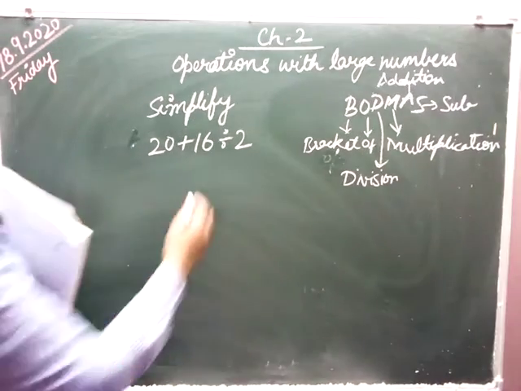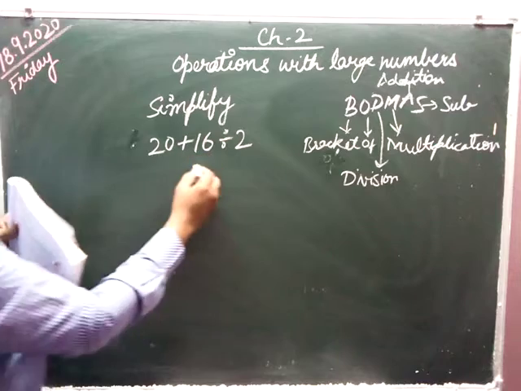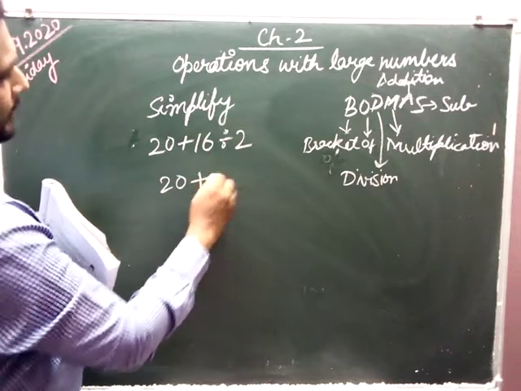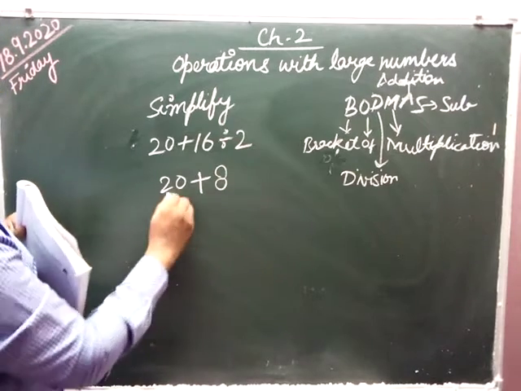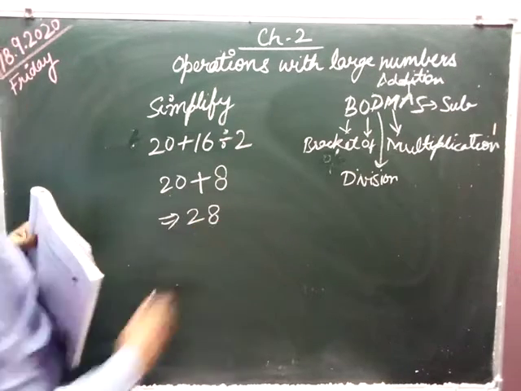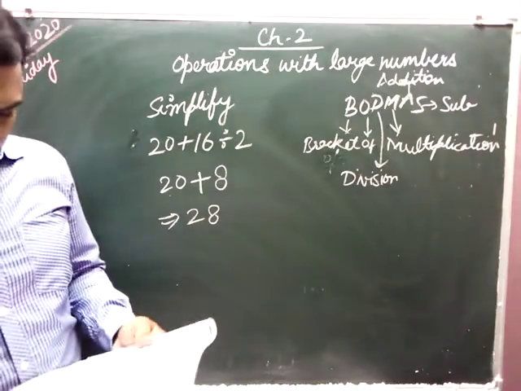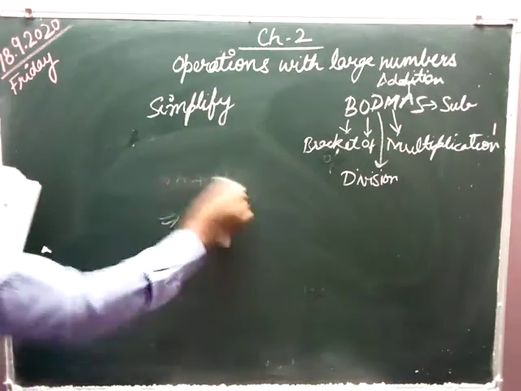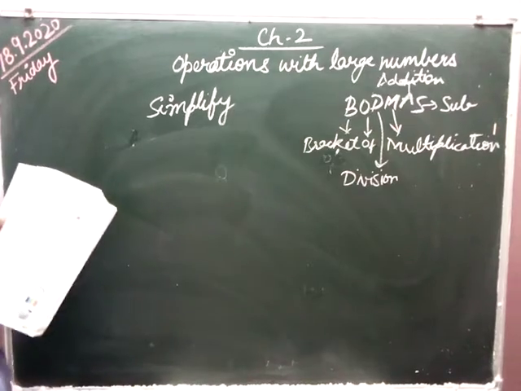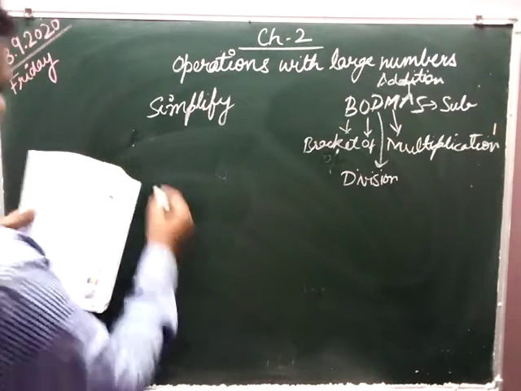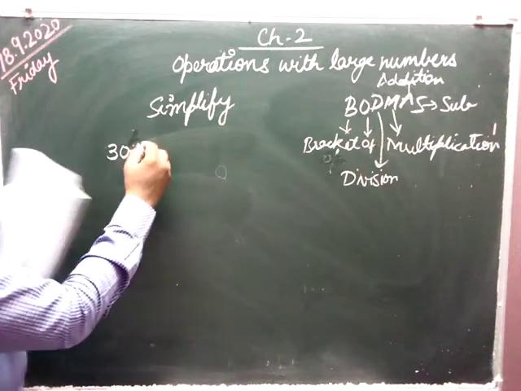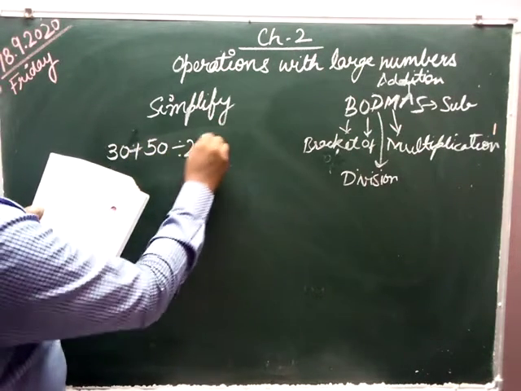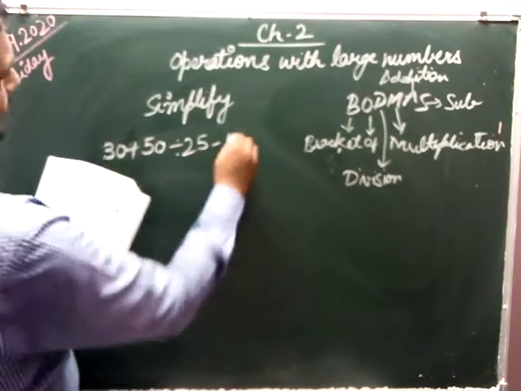First we have to what? Divide 16 divided by 2. We got 8. 20 plus 8, we got the answer 28. In this way we can do the simplification. We will take another example of simplification: 30 plus 50 divided by 25 minus 10.